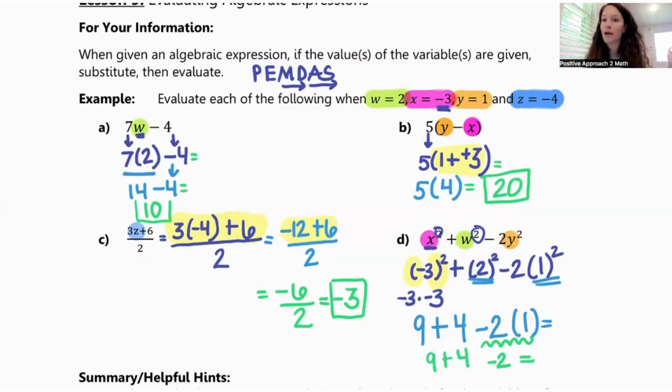Now check. Do you see any other multiplication or division? No, we see addition and subtraction. And so we're going to work from left to right. So we're going to do 9 plus 4, which is 13. 13 minus 2, which is 11. So our final answer here should be 11. Okay. So those were our examples.